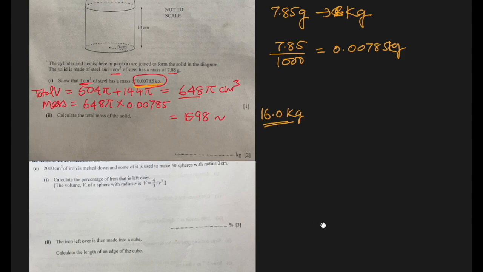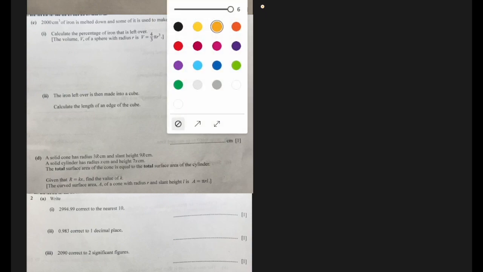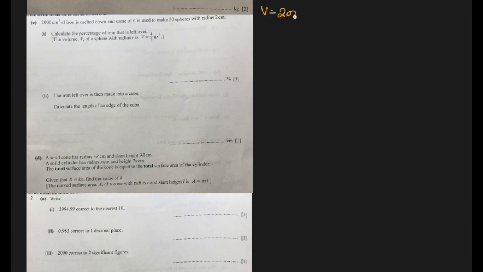Okay. Question number 2. 2000 centimeters cubed of iron is melted. So that's the volume. 2000 centimeters cubed is the original volume melted down, and some of it, not 100% of it, is used to make 50 spheres of radius 2 centimeters, and they have again given the volume here. Calculate the percentage of iron that is left over.